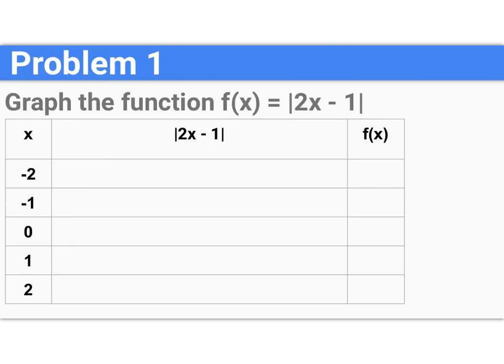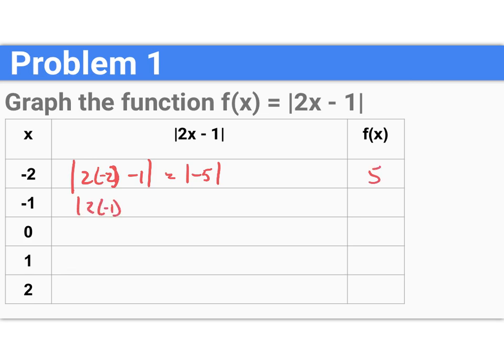Okay, so let's look at our first problem here. Do the same thing, and you can do this on a TI-84. You can graph this function, but there are several more steps you have to go through, and I will go through that at another time. Basically, the absolute value of 2 times negative 2 minus 1 becomes negative 4 minus 1, which is negative 5. And the absolute value of negative 5 is positive 5.